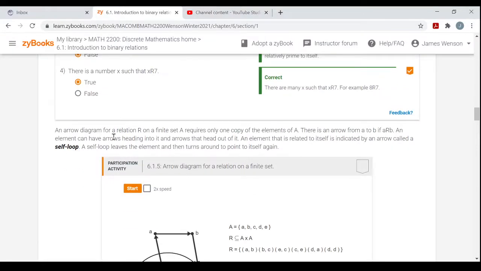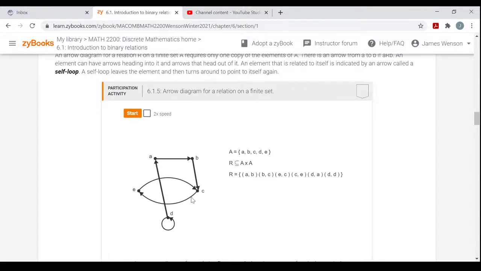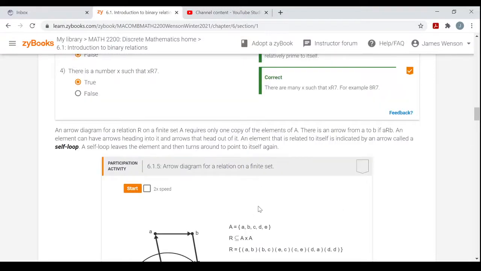Alright, and as I mentioned, we're not drawing the typical arrow diagram. We're drawing what's called a directed graph, a digraph, for these relations on a single set, where the domain set and target set are the same set. So an arrow diagram for a relation R on a finite set A requires only one copy of the elements of A, right? No need to write it twice like I was saying. There is an arrow from A to B if A is related to B.